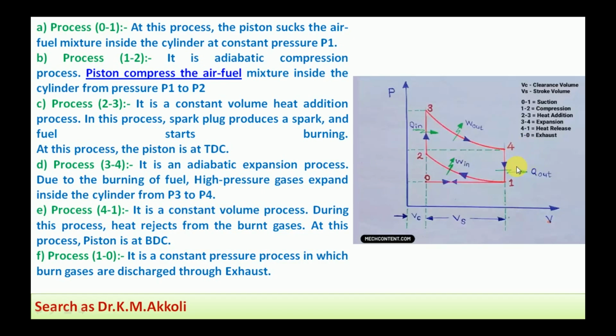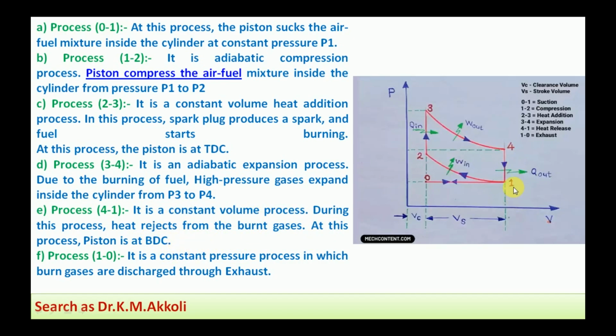Then in the 4 to 1 process, the heat release is taking place. That means here the exhaust valve opens. Due to the pressure difference between the inside of the engine cylinder and the outside atmosphere, most of the gases are discharged from the engine cylinder. That is the 4 to 1 process. It is a constant volume process. During this process, heat is rejected from the burnt gases. At this process, the piston is at bottom dead center.